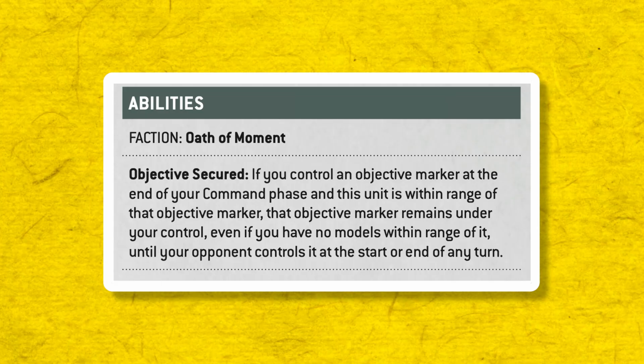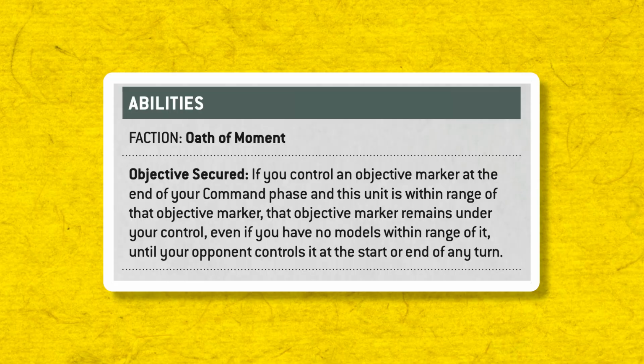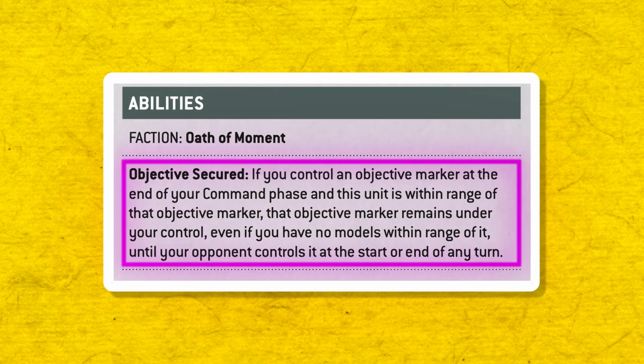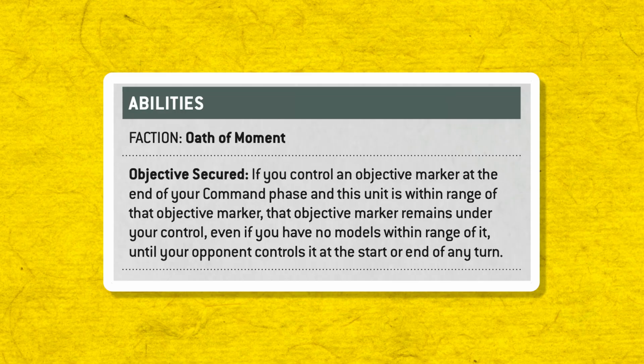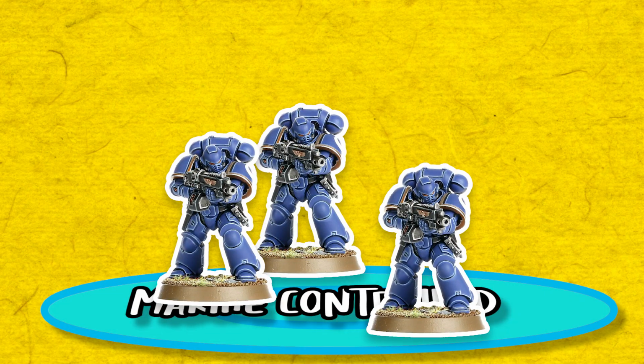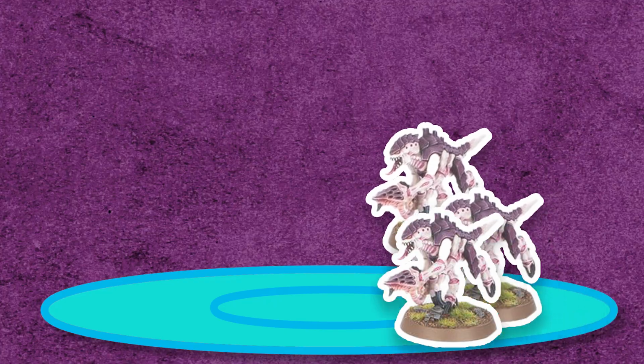The abilities section of the datasheet notes, firstly, any faction abilities. Here you'll see Oath of Moment is listed. This is the army rule mentioned in the previous video in the series. Below is the unit's special ability, and will typically give you a good idea of what that unit is ideally wanting to do. Here you can see that the Objective Secured ability means that you'll maintain control of any objective on the battlefield that this unit comes into contact with until a point that your opponent captures that objective.